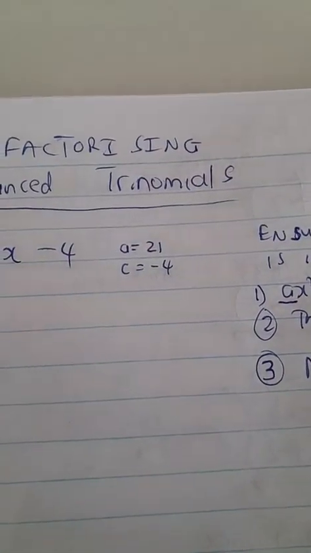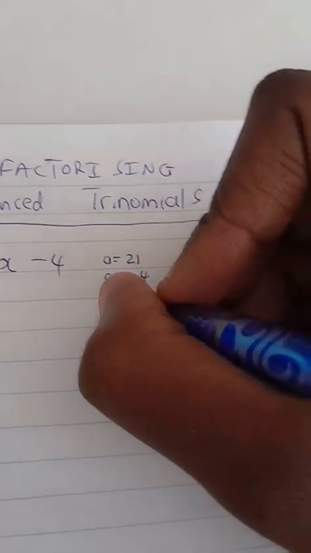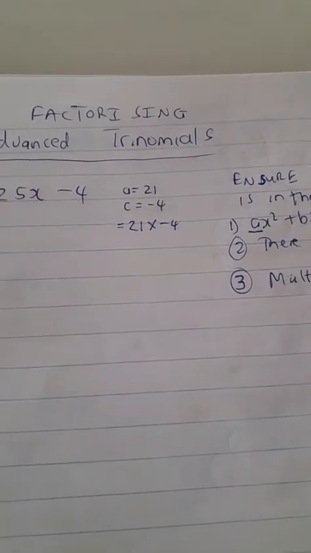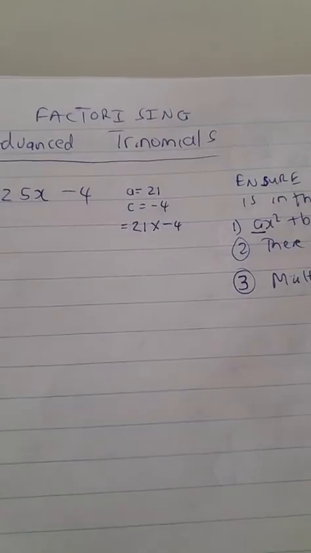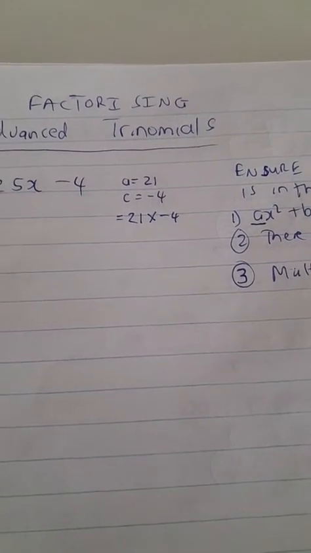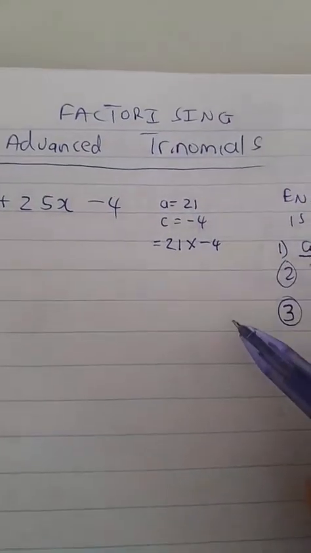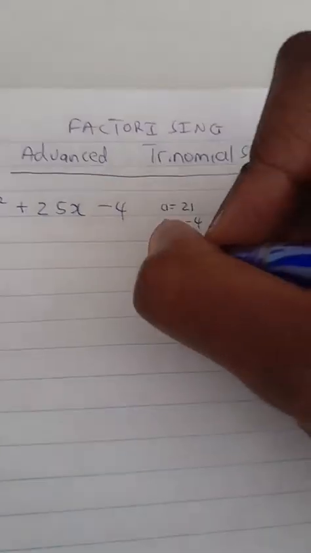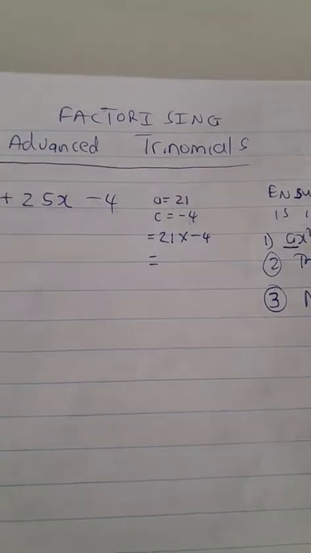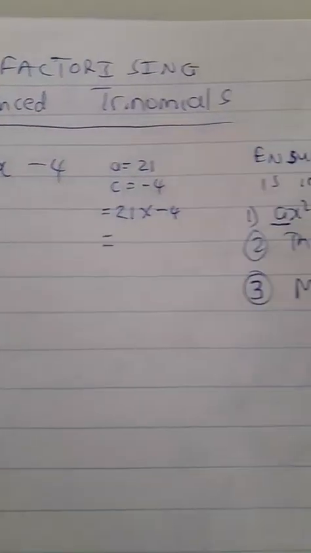This is grade 10. So what are we going to do? We are going to multiply A and C. That is multiplication of A and C. All right. And what I'm doing here, I'm just doing on the side. Multiply A and C. So what's 21 times negative 4? I'm going to wait for you to respond, because this one we are going to go step by step together.